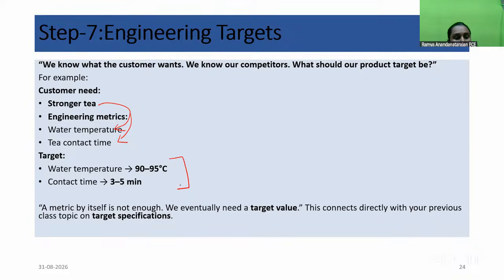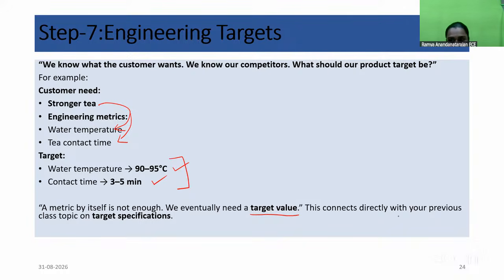So what is the target now? Water temperature should be 90 to 95 degrees Celsius and the contact time should be 3 to 5 minutes. So if we achieve these two targets, then it is possible for us to get good rating and we can design a better product. A metric by itself is not sufficient. So metric is measurable, but metric is not sufficient. We eventually need a target value. Once we have the target value, then we can work towards it and achieve our target.